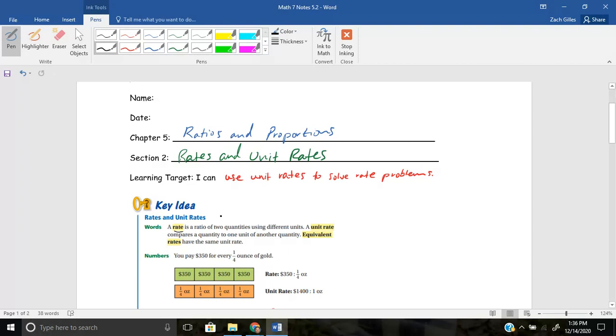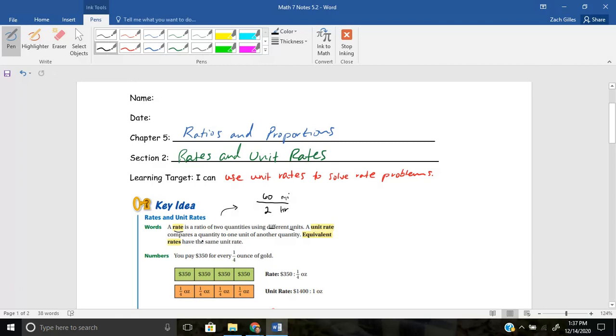So for example, one of the most famous rates, ratios, so we're comparing two things that I think you might have heard of. One of the most famous ones is like miles per hour. Okay, notice how we're using different units. I'm using miles and hours. Say we're traveling 60 miles in 2 hours. This is an example of a rate.